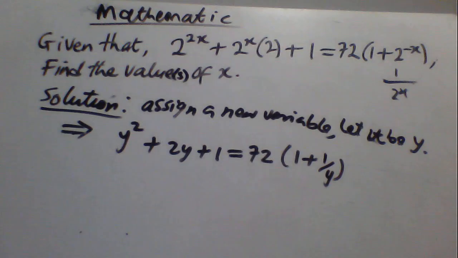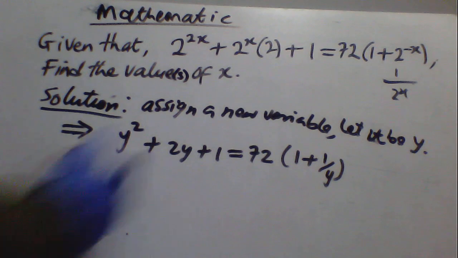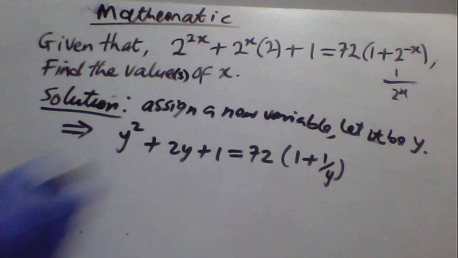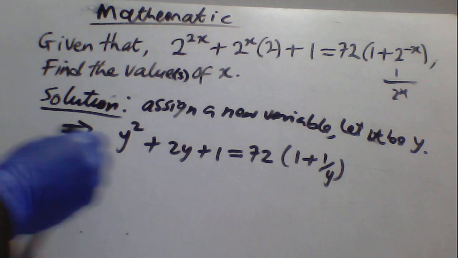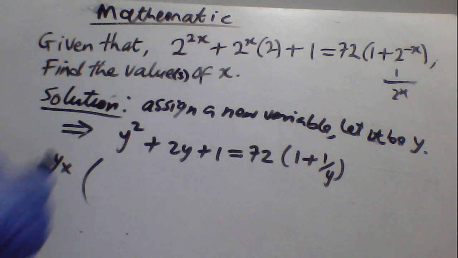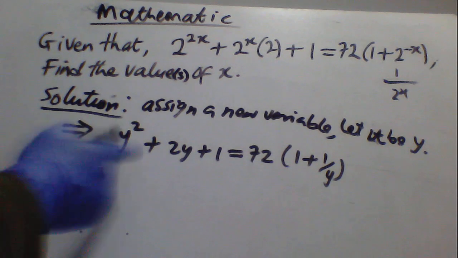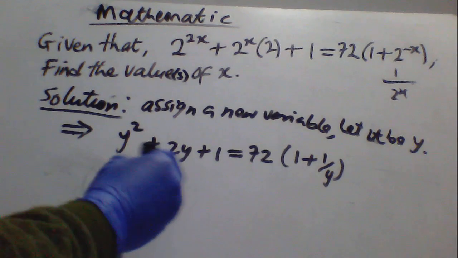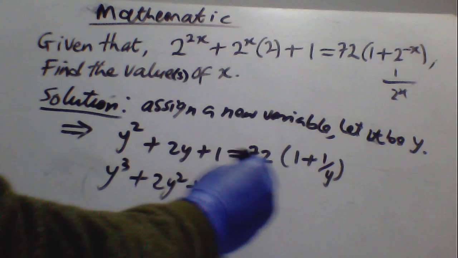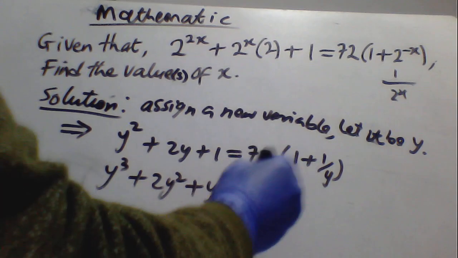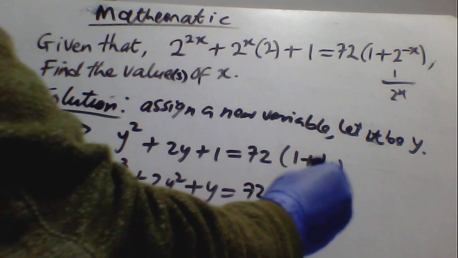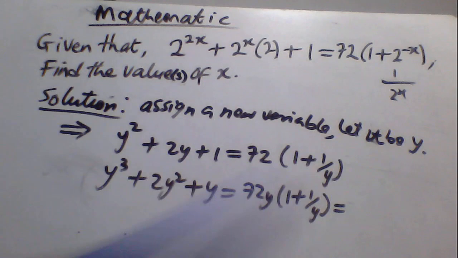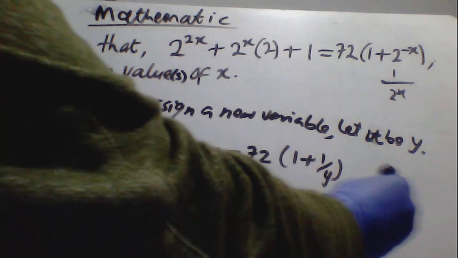So the next thing is to multiply the equation by y to clear the fraction. So multiplying the old equation by y, you have y raised to the power 3 plus 2y squared plus y is equal to 72y in bracket 1 plus 1 over y. So opening the bracket here, you have 72y plus 72.